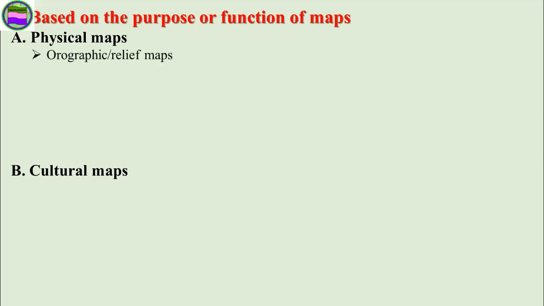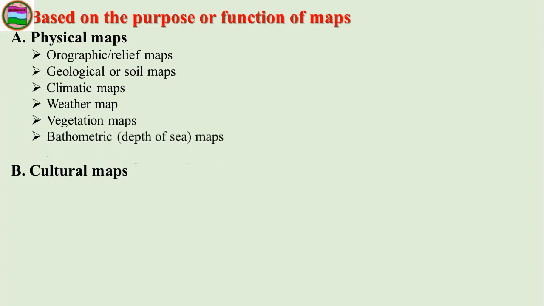What types of maps are considered physical maps? For example, an orographic or relief map. When we have landscapes and visualize that landscape on a map, it is known as a relief map or orographic map. Also geological or soil maps, meaning when we prepare a soil map or map the major geological events, these types of maps are physical. There are also climate maps, weather maps, vegetation maps, bathymetric or depth-of-the-sea maps, and astronomical maps. These are some of the physical maps.